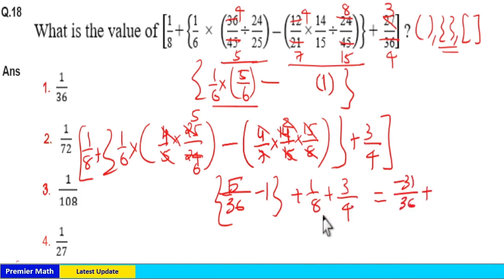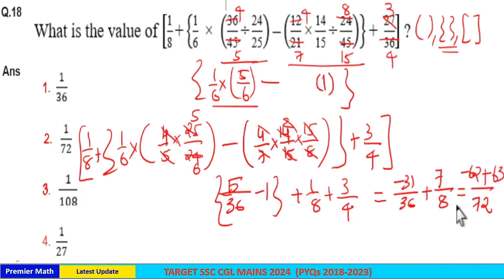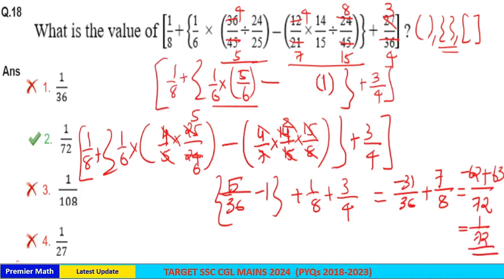For the remaining 1 by 8 plus 3 by 4, take LCM as 8. Now 4 goes 2 times in 8. 2 into 3 is 6. 6 plus 1 is 7, the numerator. And for 36 and 8, the LCM is 72. 36 goes 2 times in 72. 2 into minus 31 is minus 62. And 8 goes 9 times in 72. 9 into 7 is 63. So 63 minus 62 is equal to 1. So 1 by 72 is your answer. Option 2 is your answer.